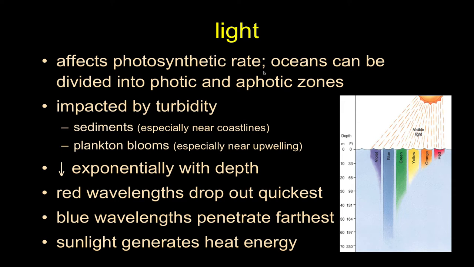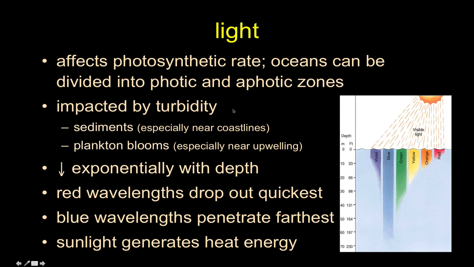So the depth at which light penetrates, the depth at which it's possible for photosynthetic organisms to maintain a net positive photosynthetic balance, to fix more sugars than they consume from that electromagnetic radiation and convert that into chemical energy. We call that the photic zone, and then the area below that, the aphotic zone. So the light penetrating zone and the non-lit zone.